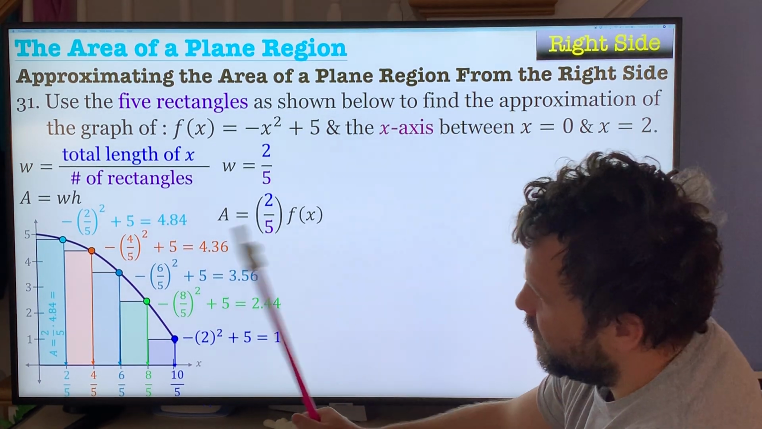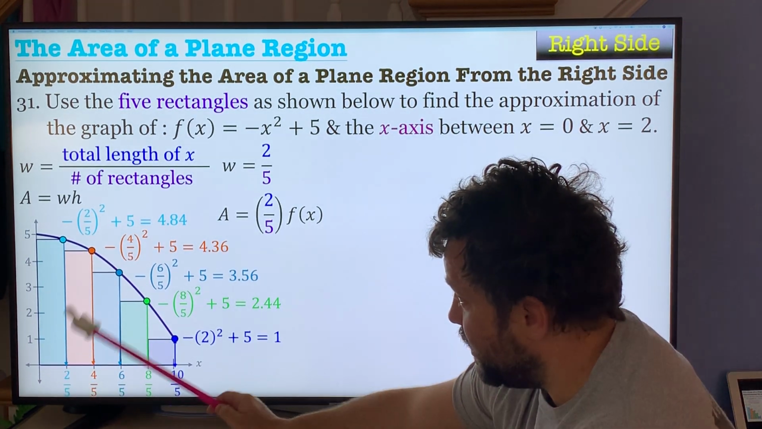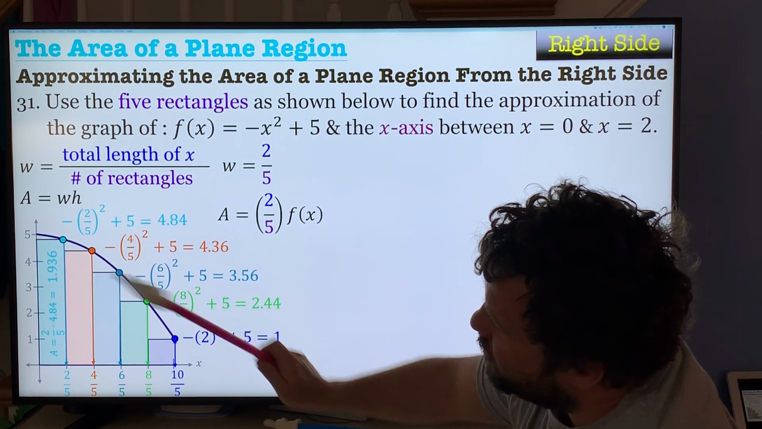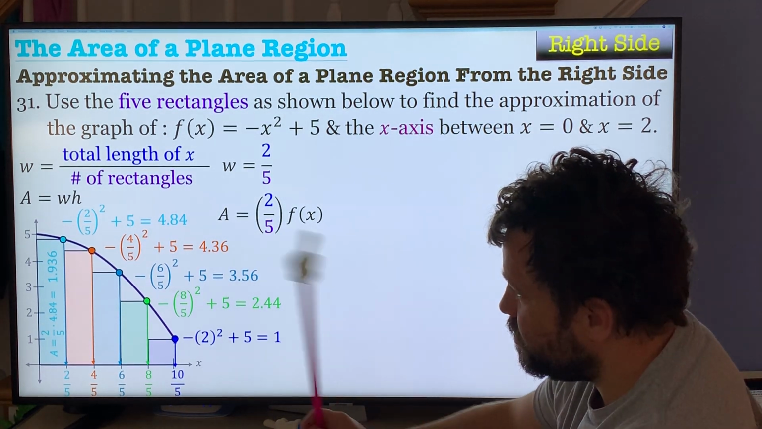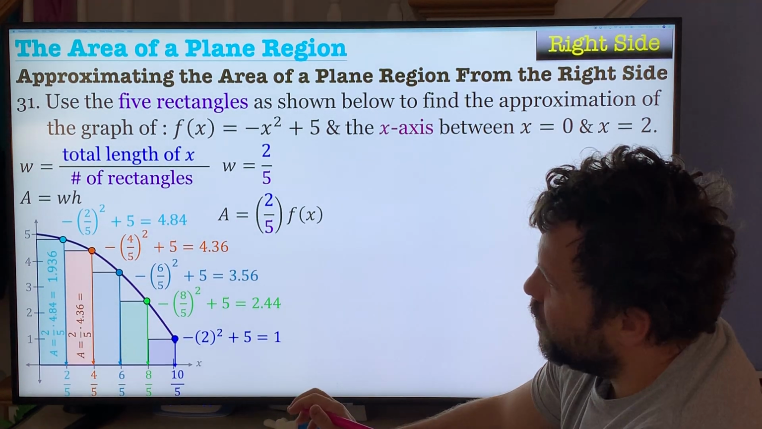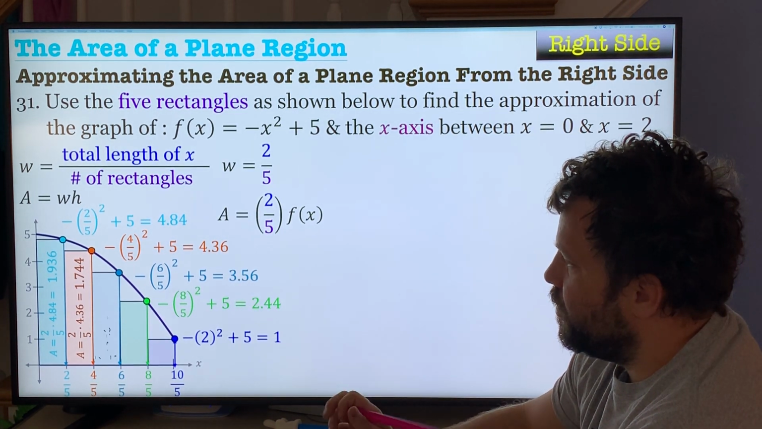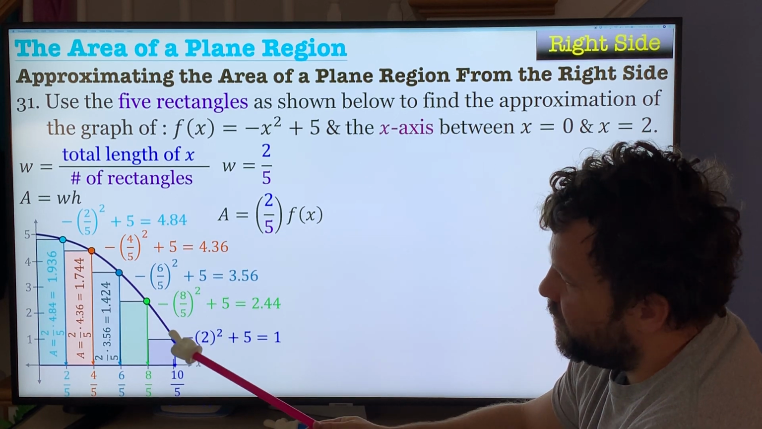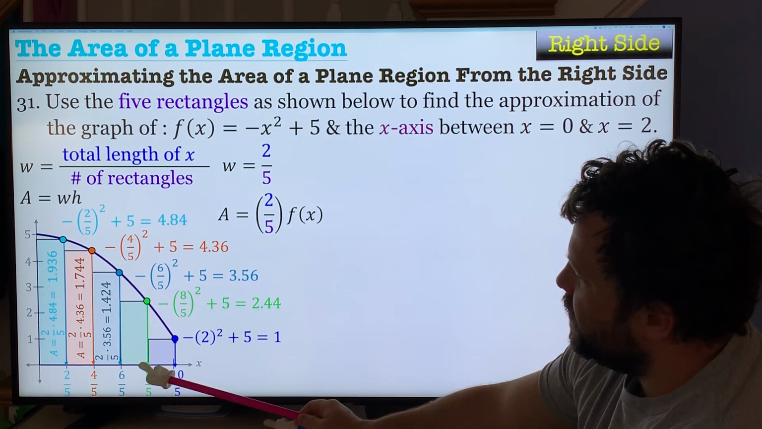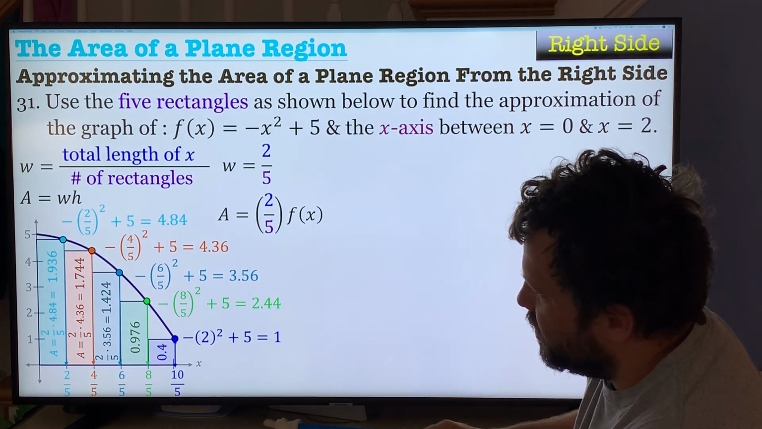Now, if I want to find the area of each one of these rectangles, I could do width, which is 2 over 5, times the height. And the area of this is 1.936 units. Now this isn't 4 fifths. This is just another 2 fifths times the height, which is 4.36, and that is 1.744. 2 fifths times that number, you get 1.424. See, these are the actual areas of each rectangle. 2 fifths times 2.44 is 0.976. 2 fifths times 1 is 0.4.